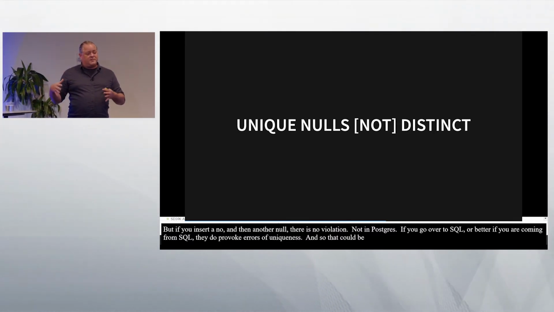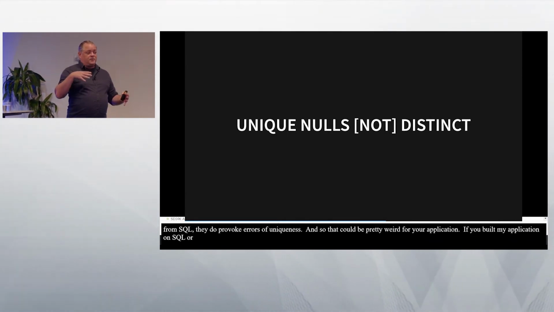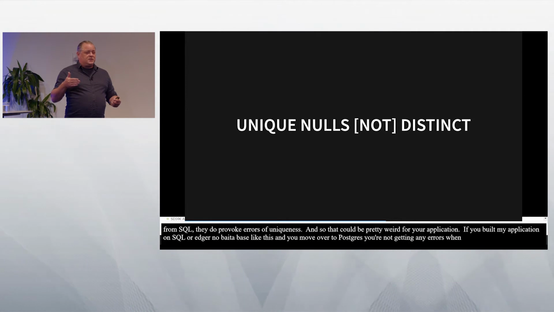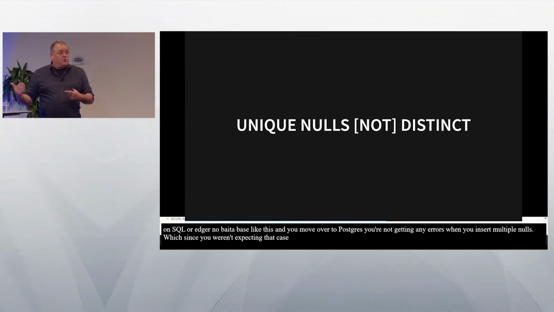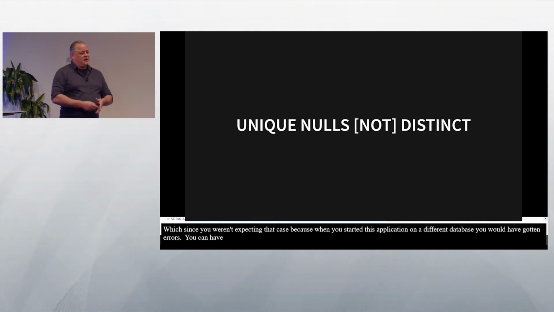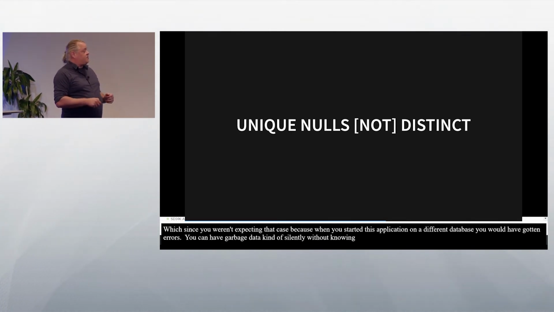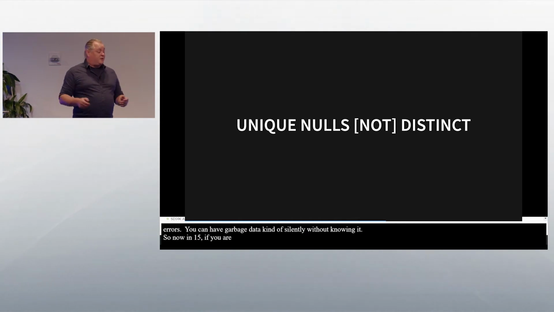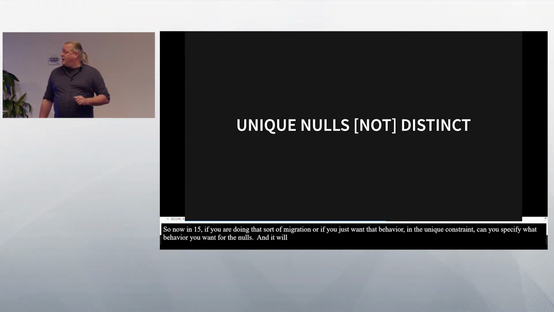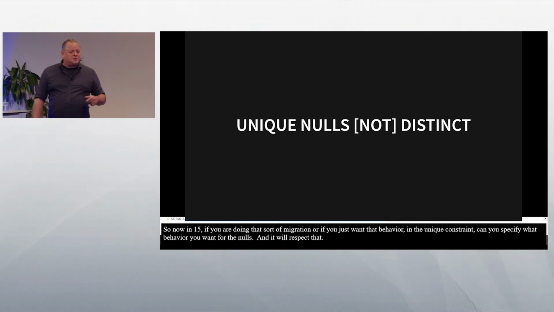If you've built your application on MySQL or another database like that, and you move over to Postgres, you're not going to get any errors now when you insert multiple nulls, which, since you weren't expecting that case, because when you started this application on a different database you would have gotten errors, you can have garbage data silently without knowing it. So now in 15, if you're doing that sort of migration, or if you just want that behavior, in the unique constraint you can specify what behavior you want for the nulls, and it will respect that. So that's very simple, but it's also one of my favorite features.